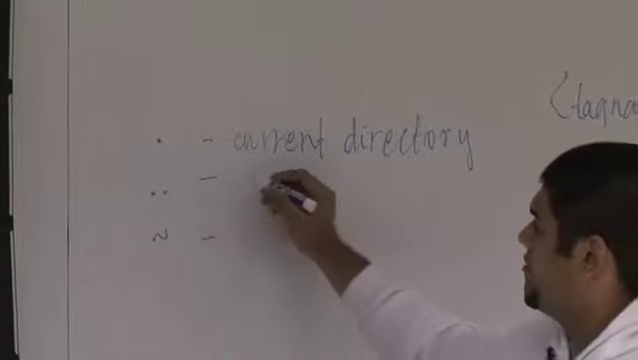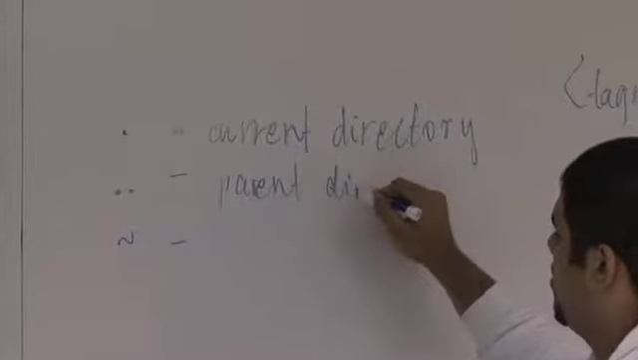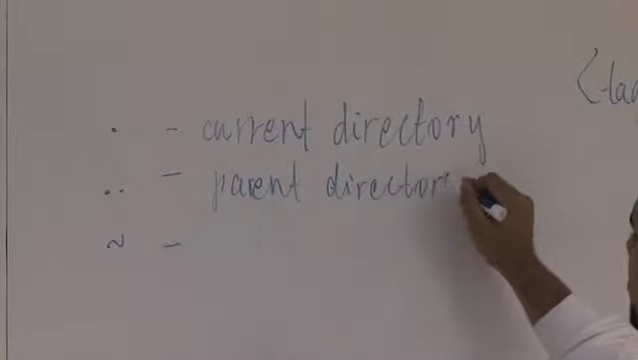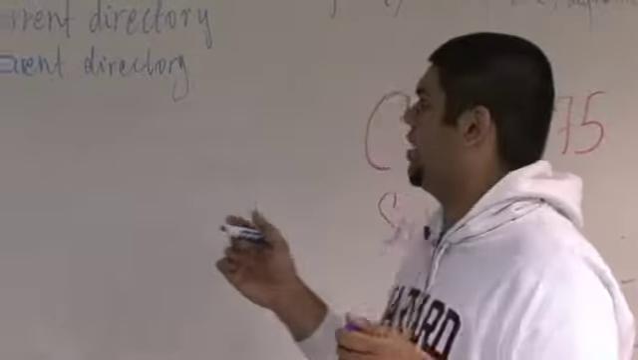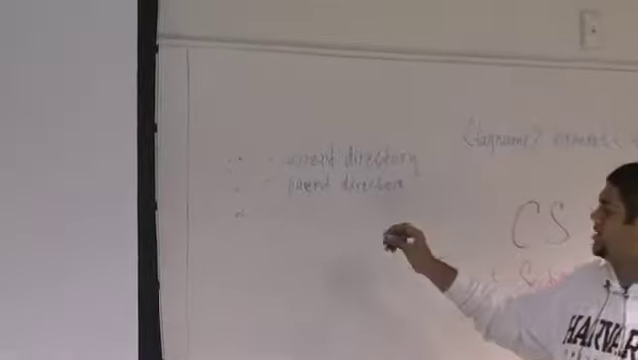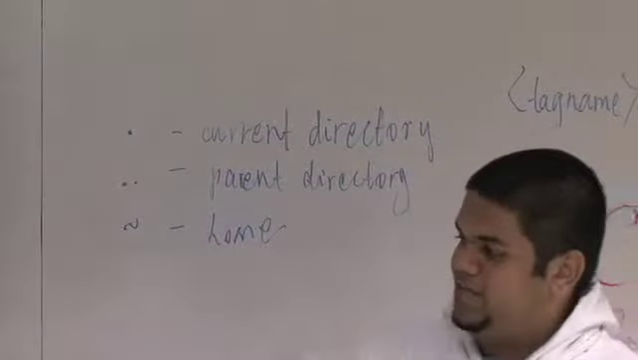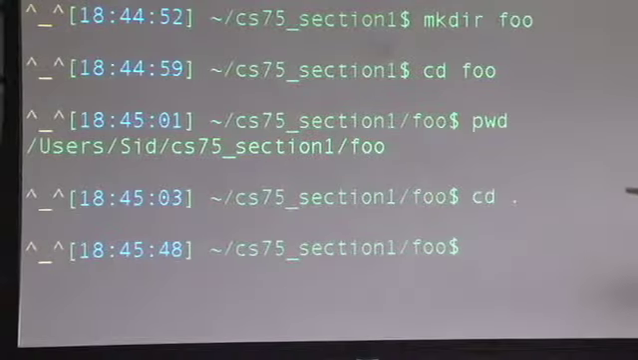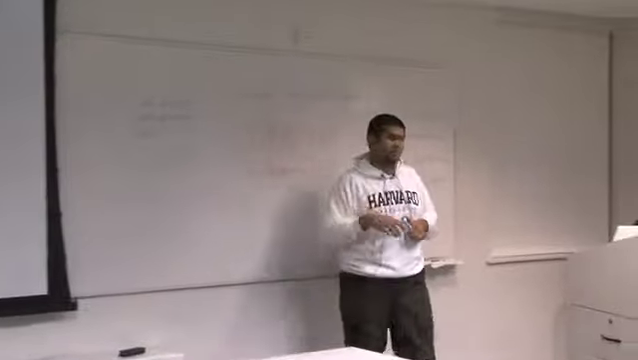The double dot refers to the previous parent directory, which in this case is cs75_section1. The last, I'm sorry, my bad. And the last one is the tilde, which stands for the home directory, which is the very beginning. So if you look at this, it says home/cs75_section1/foo. So cd tilde moves you back to the home directory.